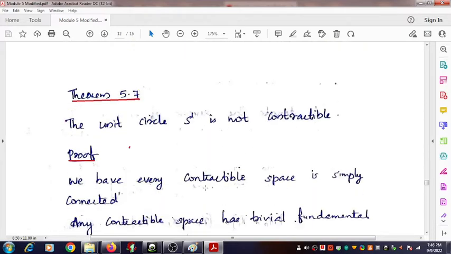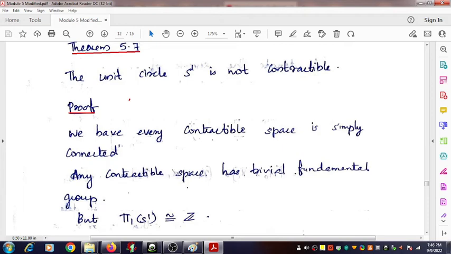Now we are going to see a result which states that S1 is not contractible. The space S1 is not contractible. How can we prove this? It's a very simple proof. A simple proof is available for this result. The unit circle S1 is not contractible.